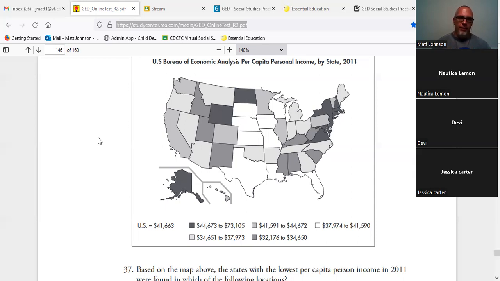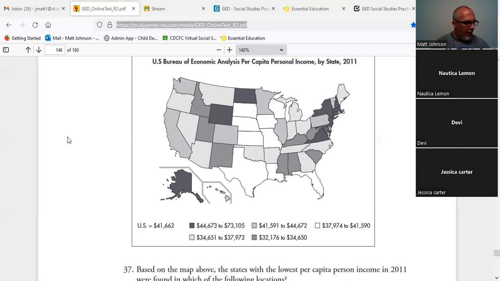So 44 to 73,000 for the top number. We go down to the next shade of gray at the very lower end, and per capita is 32,176 to 34,650. And then we see that by state, right?